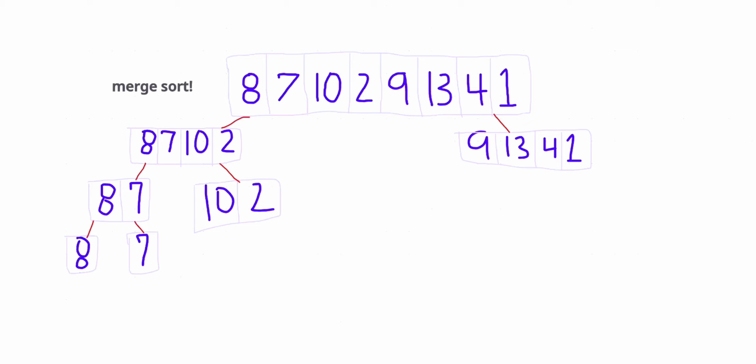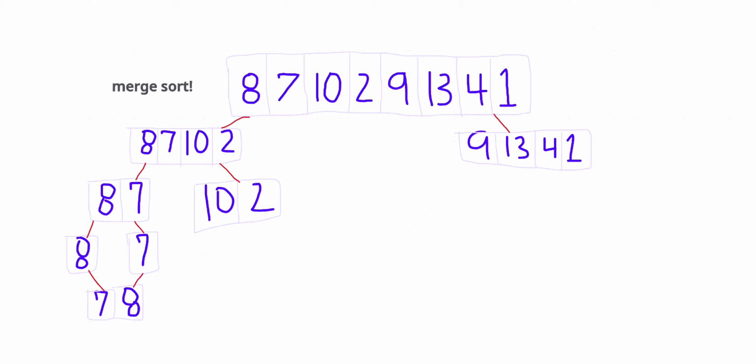So let's do this. 7 is smaller than 8, which means that 7 will be the first element in this subarray and 8 will be the second. We've now completed our first call to merge. The first two elements of our array have been merged back together, sorted in relative order to each other.